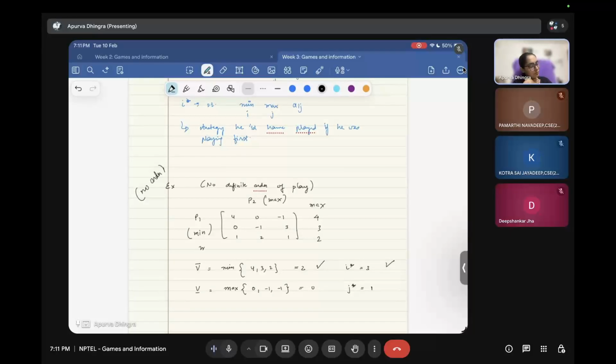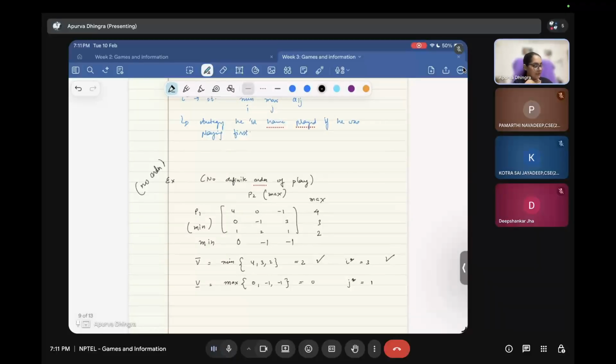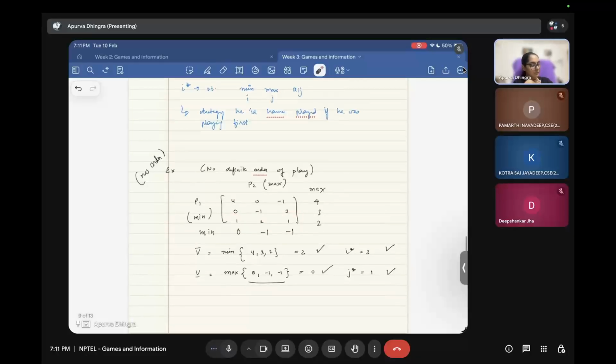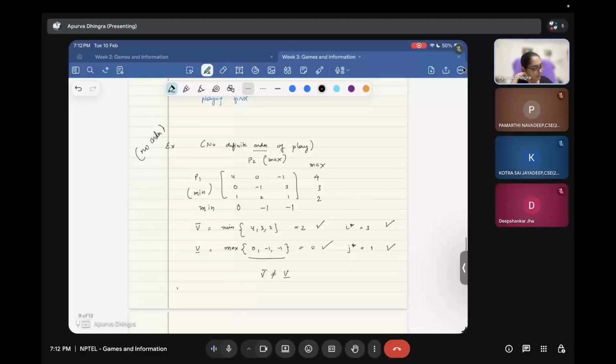On the other hand, player 2 would want to minimize from each column. So he would choose from 4, 0, 1, or from the first row he would choose 0. From the next one he'll choose -1, and from the last one again he'll choose -1. And player 2 is ultimately maximizing, so he will take the maximum of these 3, which gives him 0. And hence for him the column is the first column. So this got chosen and this got chosen. But here these two are not matching with each other. What does that mean? So let's just look at player 1 for the time being. So player 1 is told, as per security strategy, that he should play or choose row 3.